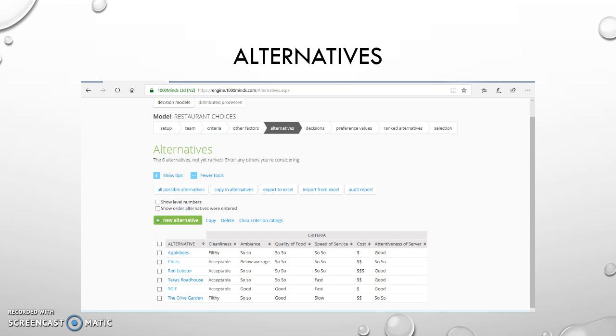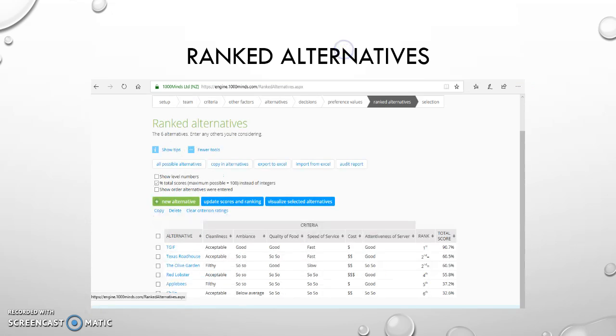So our restaurant choices, or alternatives, as it is on the 1000 Minds site, again, we got Applebee's, Chili's, Red Lobster, Texas Roadhouse, and TGIF. We basically ranked them with all our categories, and I'll tell you the results, which is in the decisions column. So this is the way our alternatives ranked.